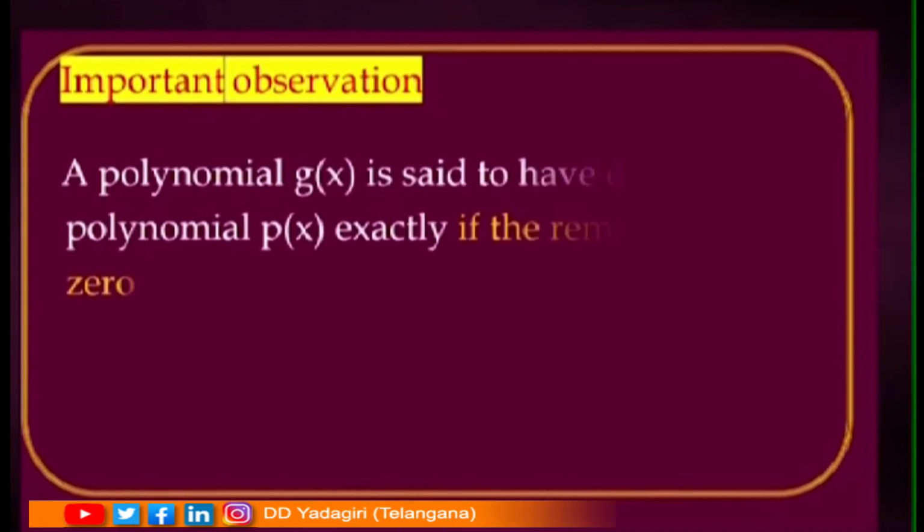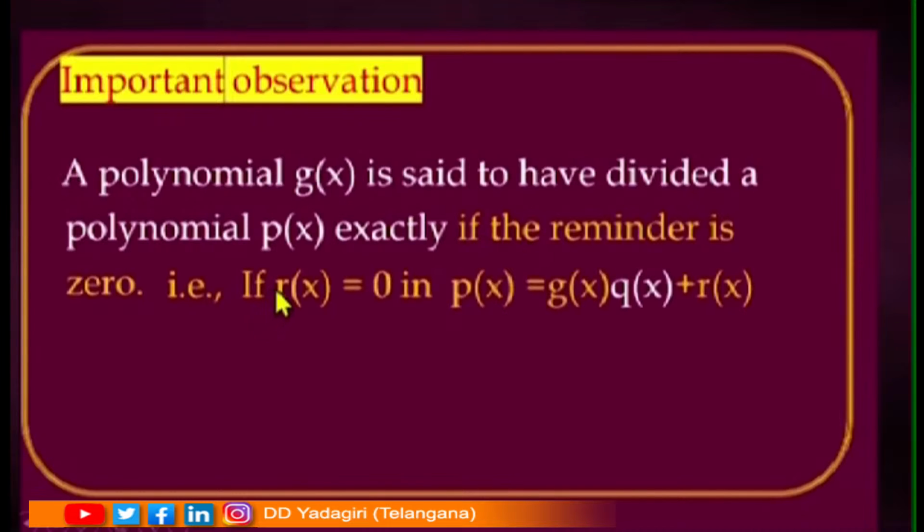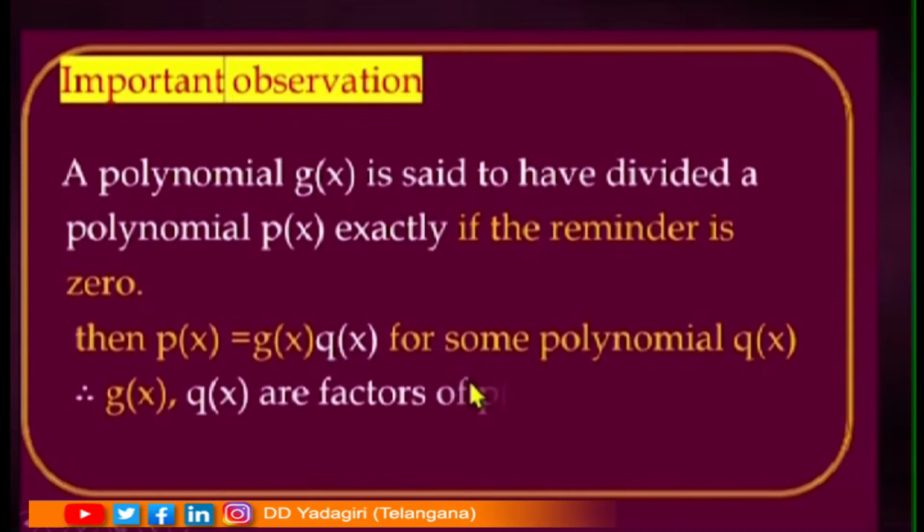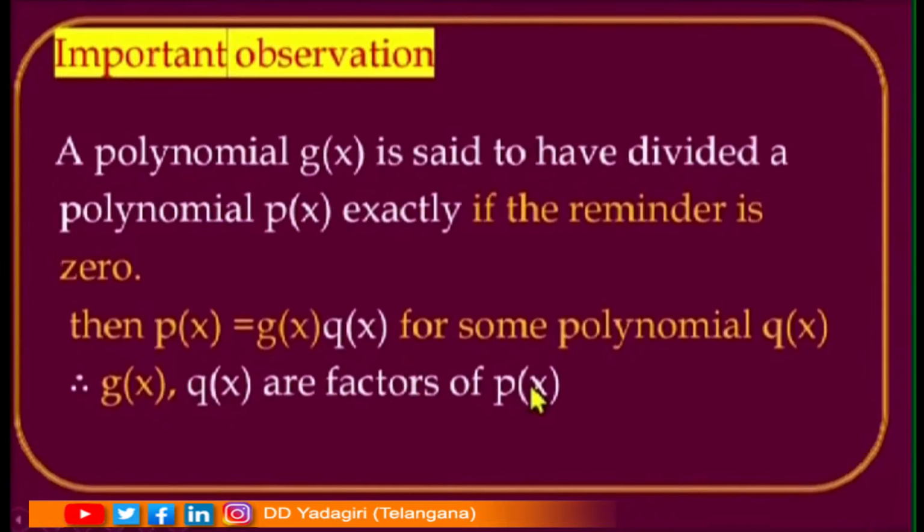So a very important observation you can make here: a polynomial g of x is said to divide a polynomial p of x exactly if the remainder is 0. So that is, if R of x is equal to 0, then you can say P of x is equal to g of x into Q of x plus R of x, because R of x is equal to 0 here. So you can write P of x is equal to g of x into Q of x for some polynomial Q of x. So you can say g of x and Q of x are factors of P of x.